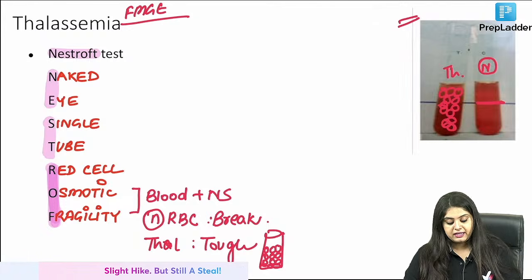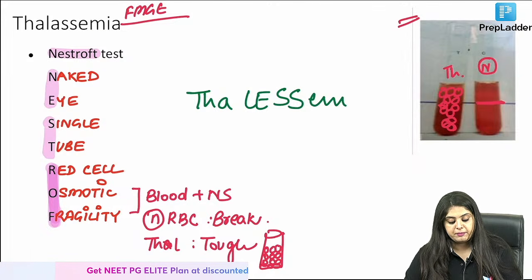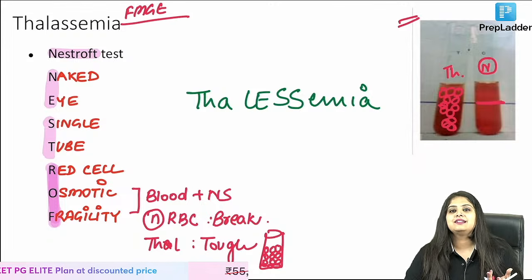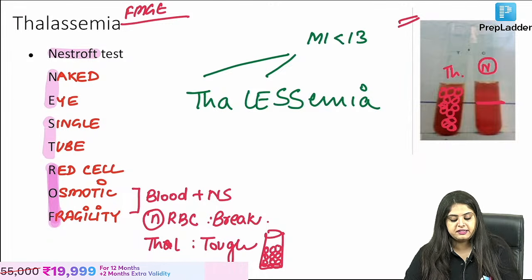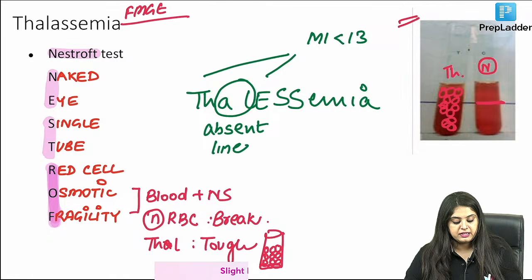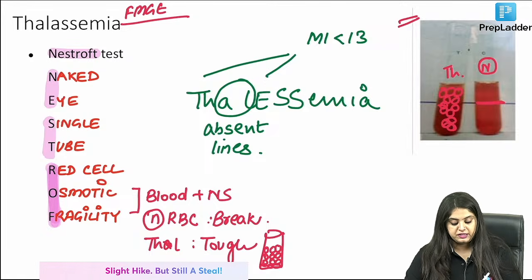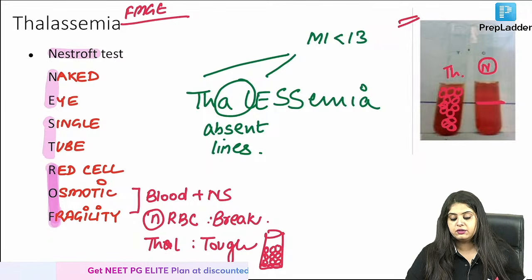So now coming back, if I have to write thalassemia, I will put it up as number 1, screening test. The examiner asks me, thalassemia means Mentzer index less than 13, and thalassemia means will you be able to see the lines? There are going to be absent lines. I don't see any lines over here. I don't see any lines over here. Is that okay with everyone?